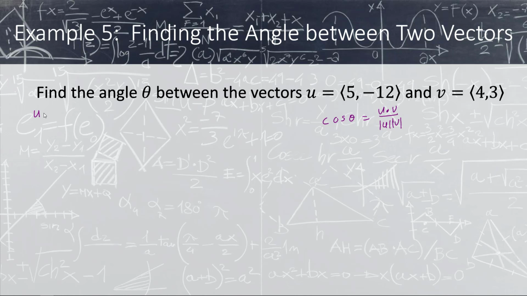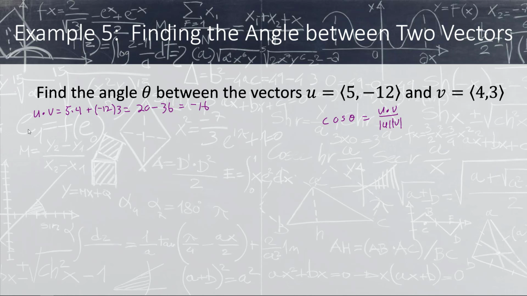So u dot v, that's going to be equal to the product of their first components, which is going to be 5 times 4, plus the product of their second components, which is going to be negative 12 times 3. And that will give us 20 minus 36, which is equal to negative 16.